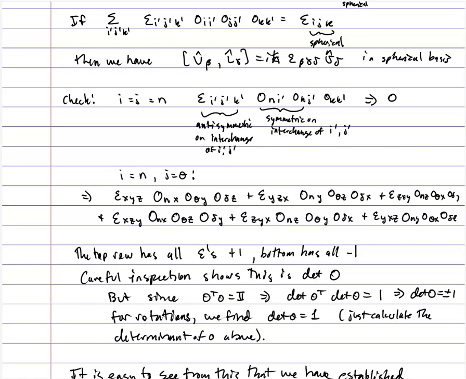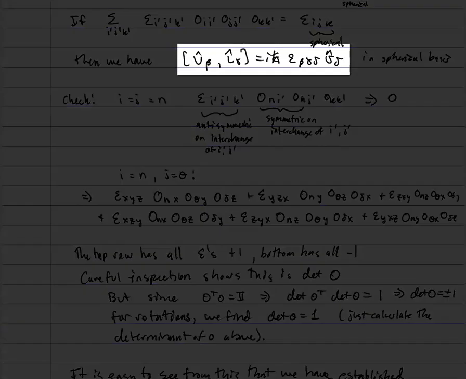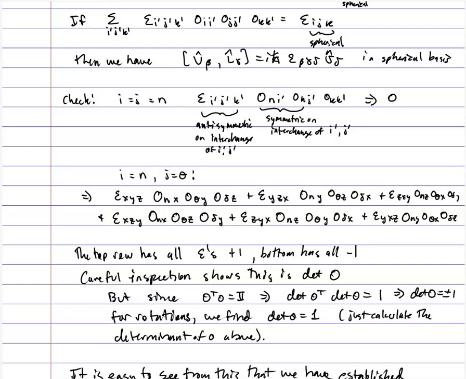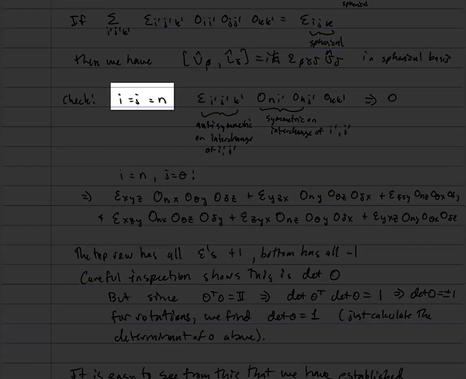Okay? And what that would say is then in the new basis, we would have [V_beta, L_gamma] is i h-bar epsilon_{beta gamma delta} V_delta. Okay? So the way to check this is just to explicitly work it out. All right, let's look at the case where i equals j equals n.